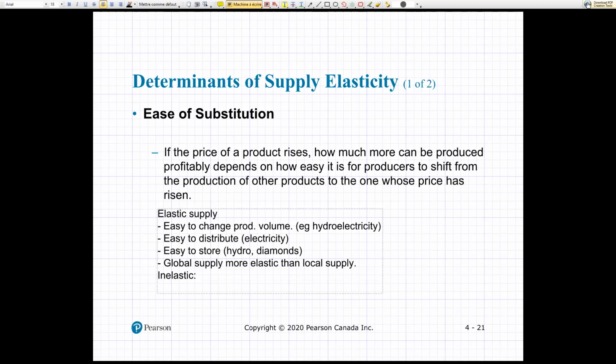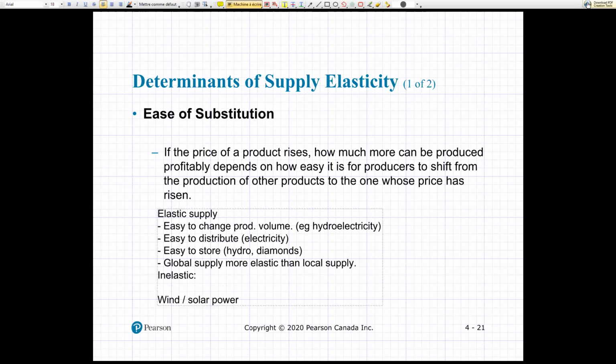Just a question about this: is wind power or solar power elastic or inelastic? It depends.